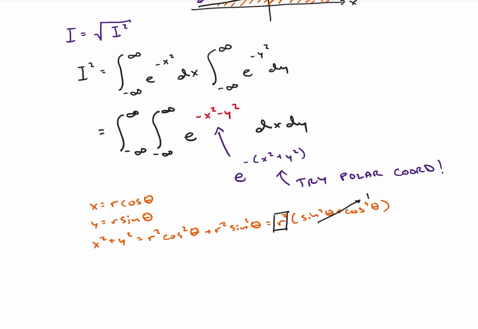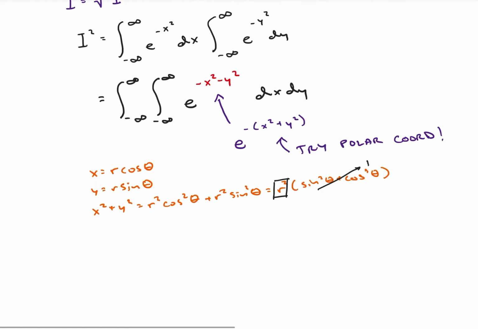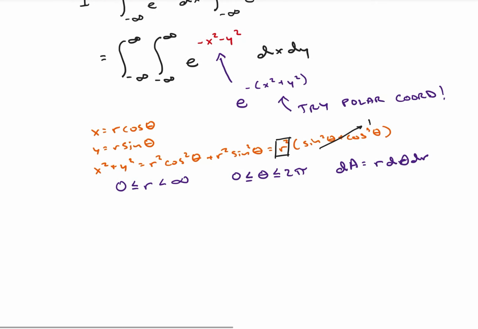Okay, we're dealing with the entire Cartesian plane. So that means we're going to be dealing with r values from 0 to potentially infinity. So this is going to be an improper integral. And we're going to be dealing with angles from 0 to 2 pi, so all the way around our circle. Let's also note that our dA term is now going to be r dr d theta.